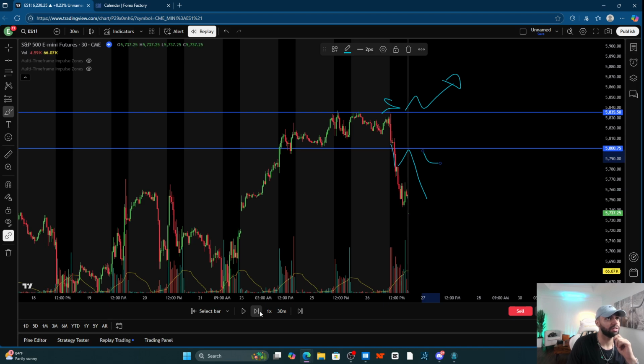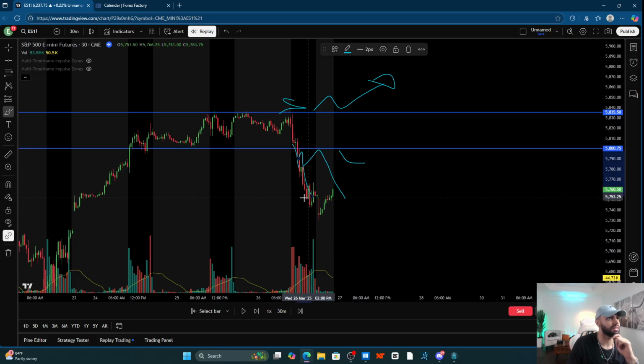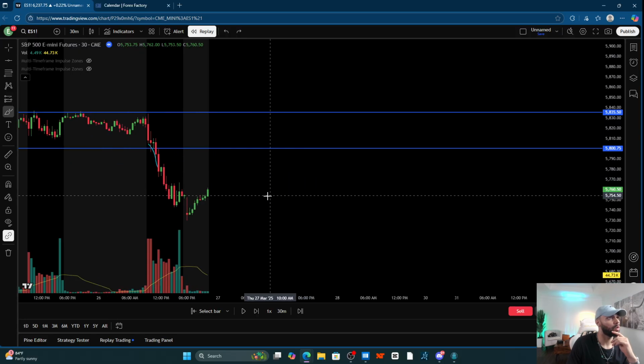We get a breakout here, no retest. We just get a quick breakout. Actually, we do get a retest. This candle retested right here. So we get a breakout, retest here, and we continue down, right? Pretty simple. And that's something I would do over and over. What was this, the weekend?